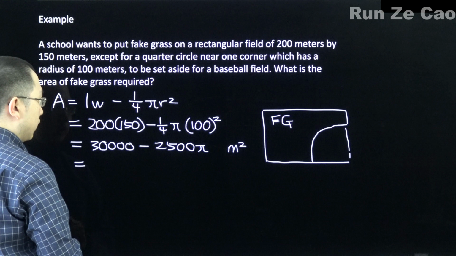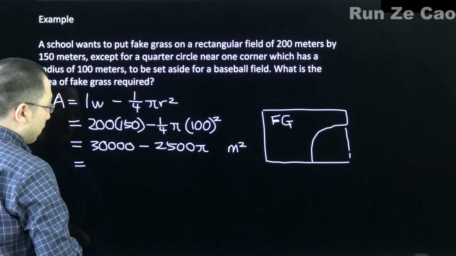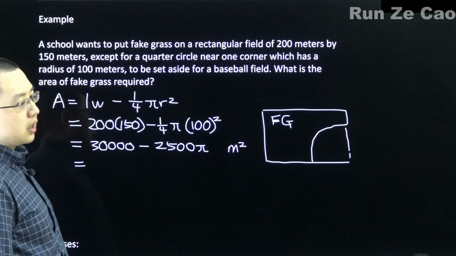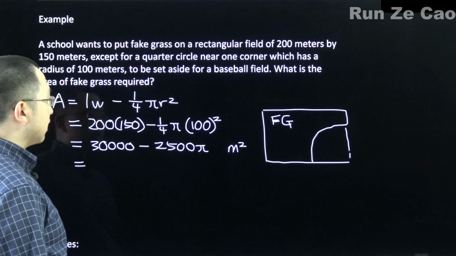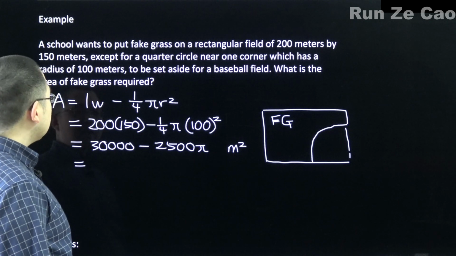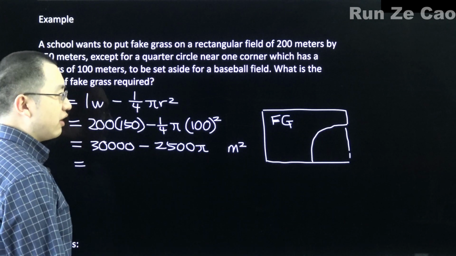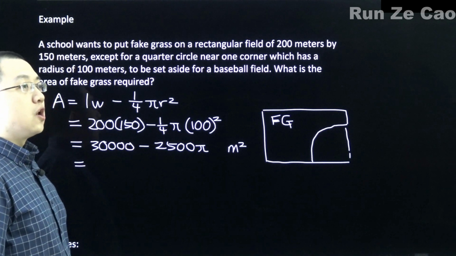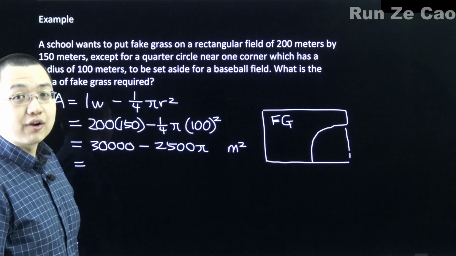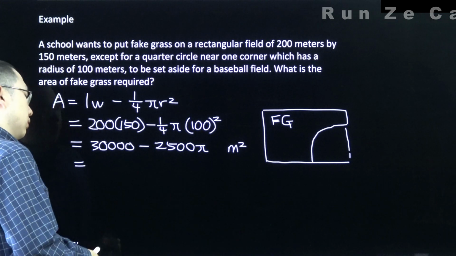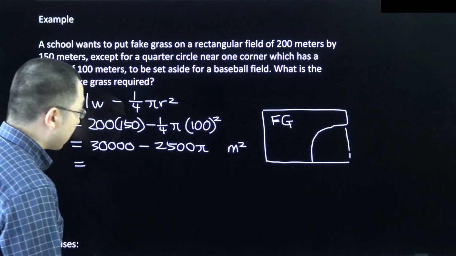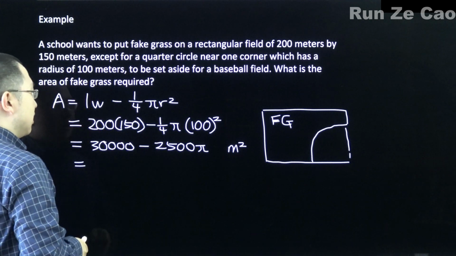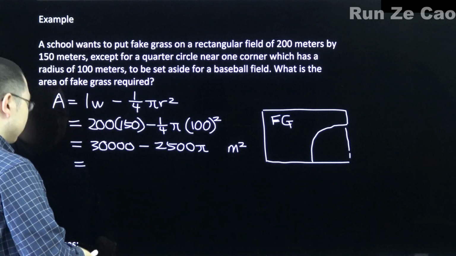So, what is the area of fake grass required? Is this number particularly useful? Like you go to a company that sells and installs fake grass and say, I need 30,000 minus 2,500 pi square meters of fake grass. They'd be like, please get a calculator. Well, they have a calculator themselves. They probably won't turn down your business, but that's what they'll probably be thinking. Like, why didn't you do your math yourself?